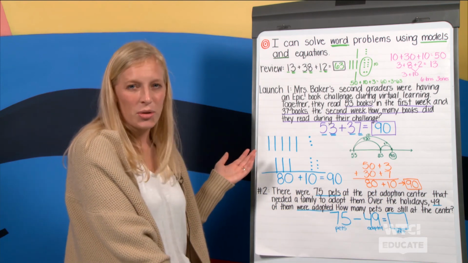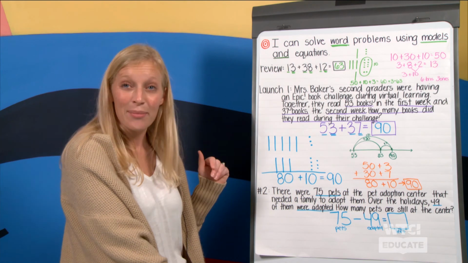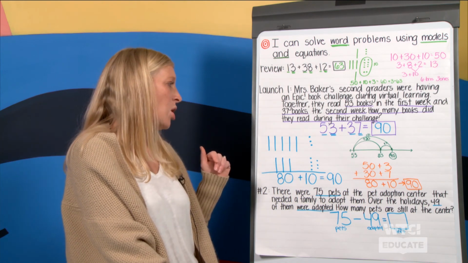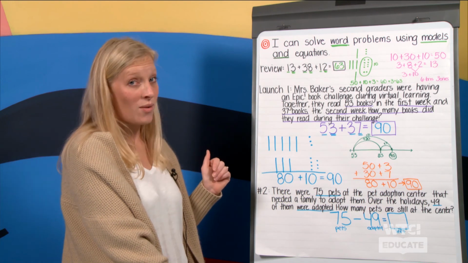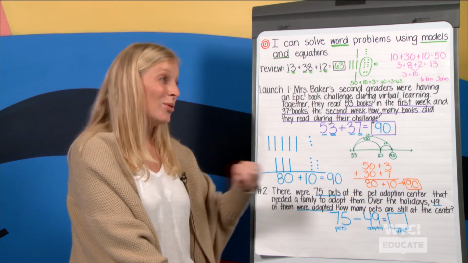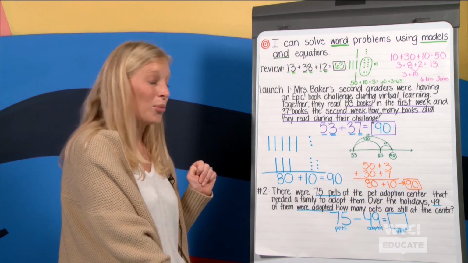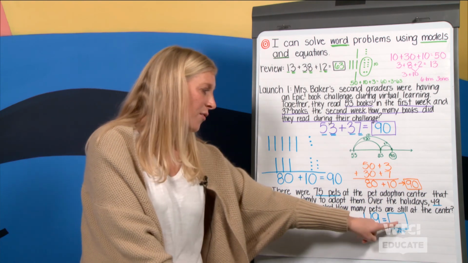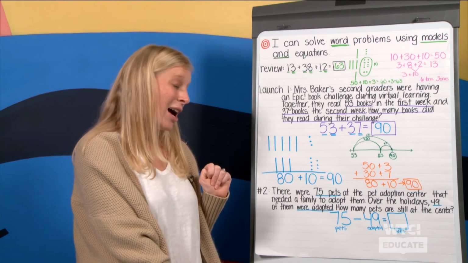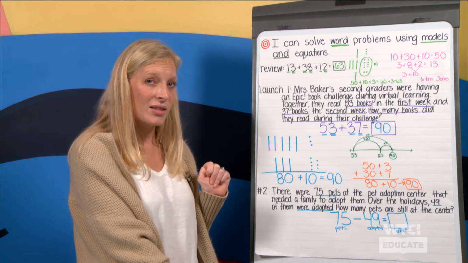However you choose to do it, whether you use your base 10 blocks to help you subtract, whether you use your number line to subtract, or getting wild and woolly and using those equations to help you subtract, whichever way works best for you, I want you to see if you can figure out how many pets are still left at the center.